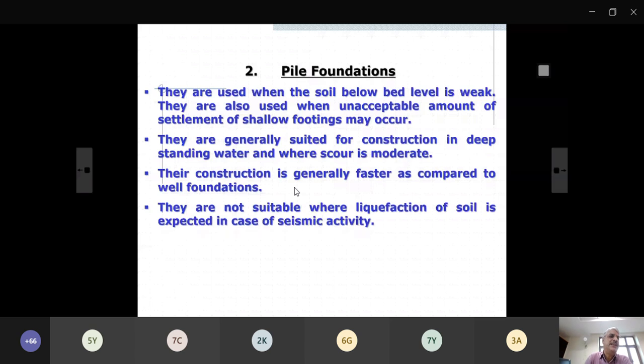Commonly available machinery everywhere. Well does not need very sophisticated equipment, let me tell you, but that expertise is limited in the people. Very few people are there who can do the well, whereas pile, nowadays every Tom, Dick and Harry will do the pile.